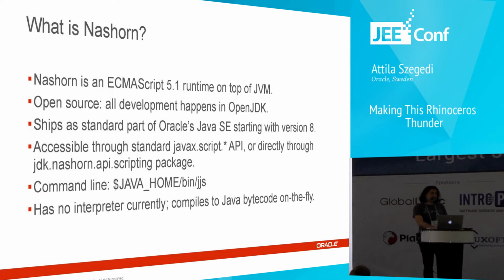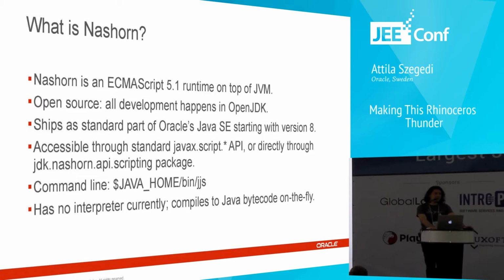There are several ways you can use it. It doesn't really have its own API. It's all meant to just run through the javax.script API, which is pretty much ancient history. It exists in Java since version 6. There is some specific functionality that can be used through the jdk.nashorn.api.scripting package, and you can use it from the command line as well, in your Java home directory bin.